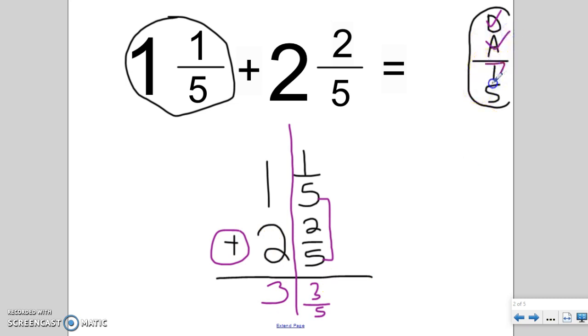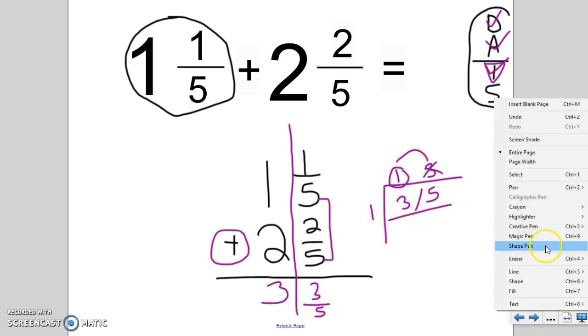Now I'm going to check: is the fraction part of my answer improper? Is 3/5 an improper fraction? The answer is no, so I don't have to worry about that. And is the fraction part of my answer in simplest form? I cannot see 1 and done, so I'm going to do a quick F of 3 and 5. 3 is a nice, easy prime number, and there's nothing times 3 that makes 5, so here we go. We are 1 and done.